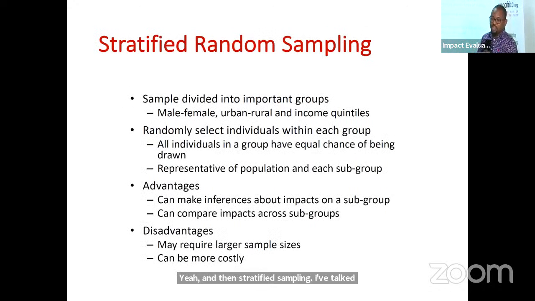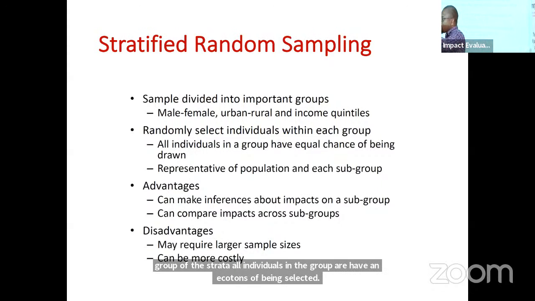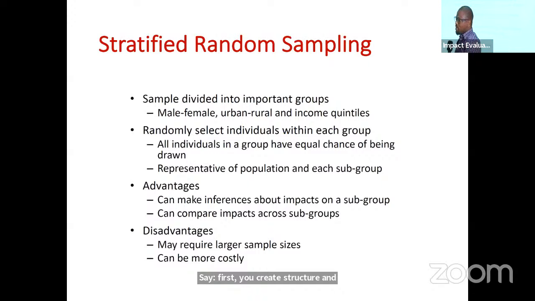You stratify the sample into groups: male, female, urban, rural, income quintiles. This is poor, this is richest. And then you randomly select individuals within each group of the strata. All individuals in the group have an equal chance of being selected. So first you create strata, and everyone in the strata has an equal chance of being what? Selected.